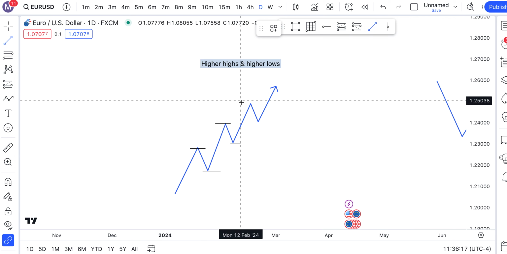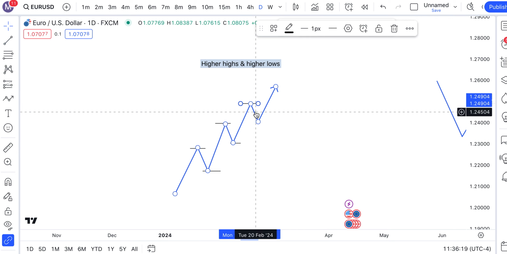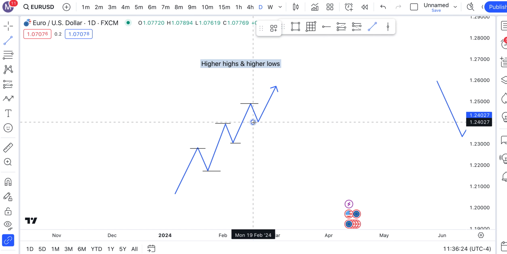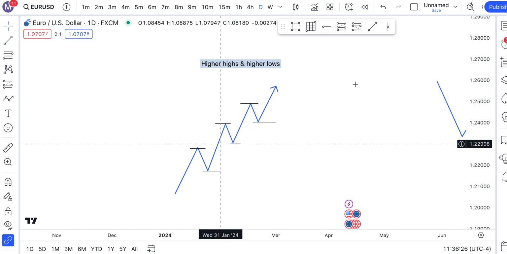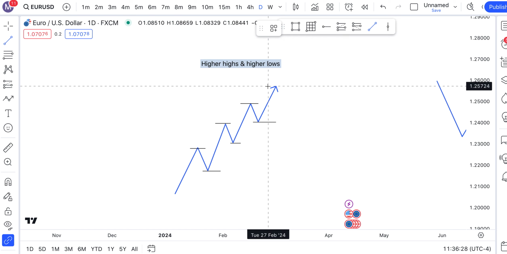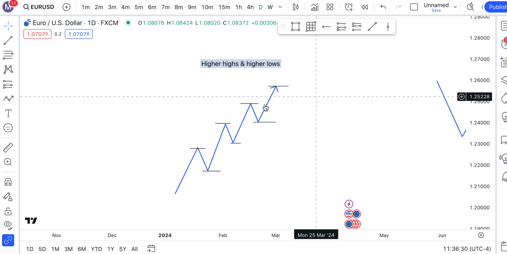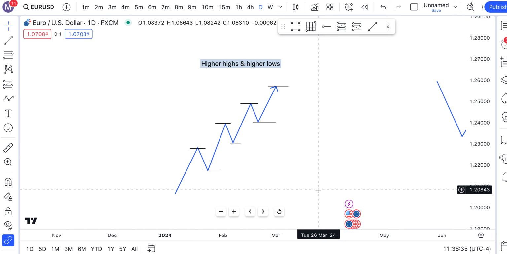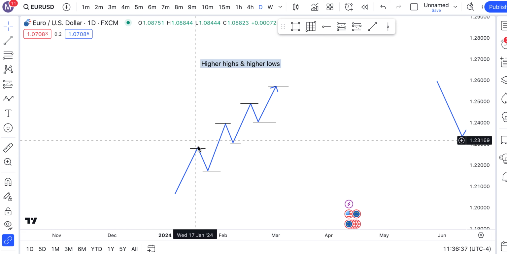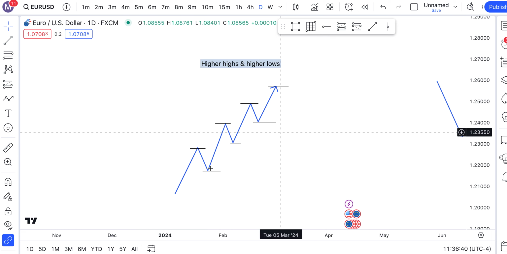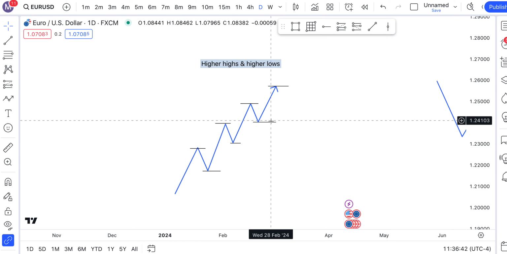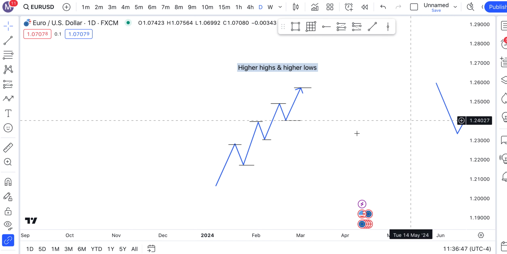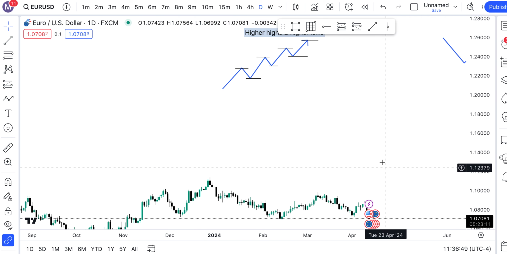And then we come up again, we make a new high. This high is higher than the previous high. And we make a new low, which is higher than the previous low. And then finally, we make our high, which is higher than the previous high. So for a bullish trend to be confirmed, we need to be making higher highs and also higher lows. And then it's the opposite for a bearish trend, but I'll go over that in a second.